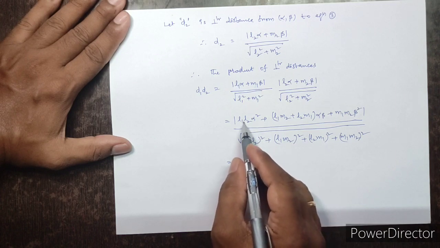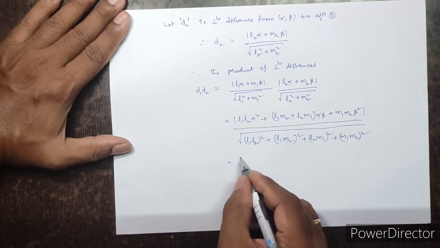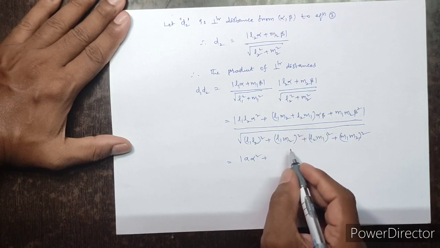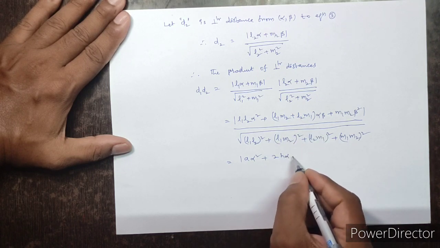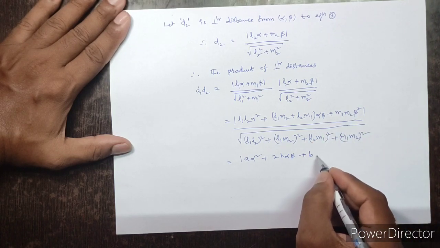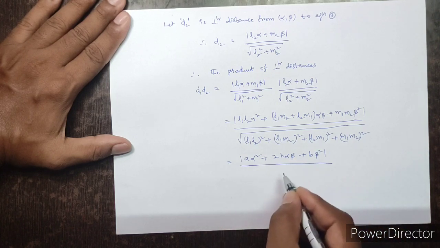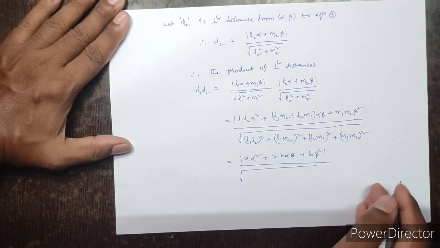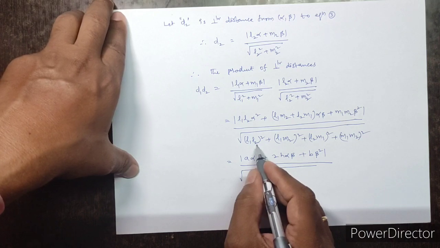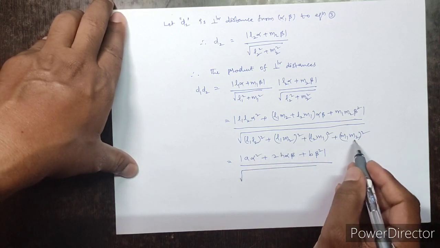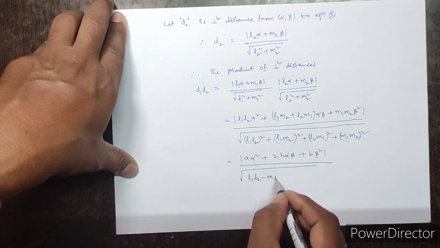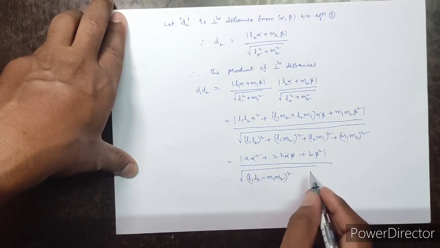See, this is already L1 L2, we know that is A alpha square, plus L1 M2 plus L2 M1 is nothing but 2H alpha beta, plus this is M1 M2 is nothing but B beta square by root of, see this can be written, this is L1 L2, this is M1 M2, we can write L1 L2 minus M1 M2 whole square, A minus B whole square.